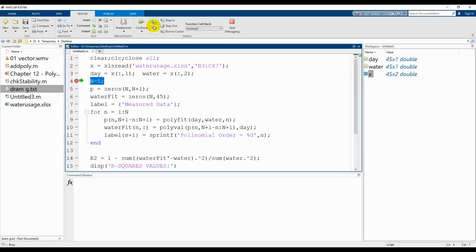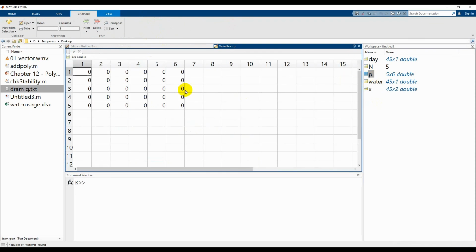So you create a zeros. Okay, this one is called zeros. Basically, you create a 0 here, 5 multiplied by 5. Sorry, 6 multiplied by 5. So the polynomial is saved here. So the first order, the second order, the third order, the fourth order, and the fifth order.